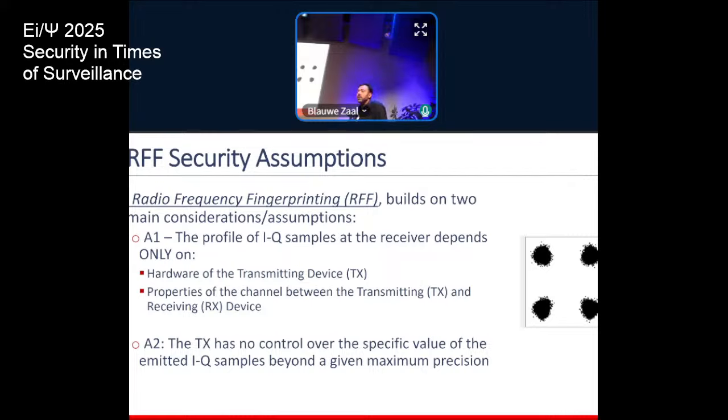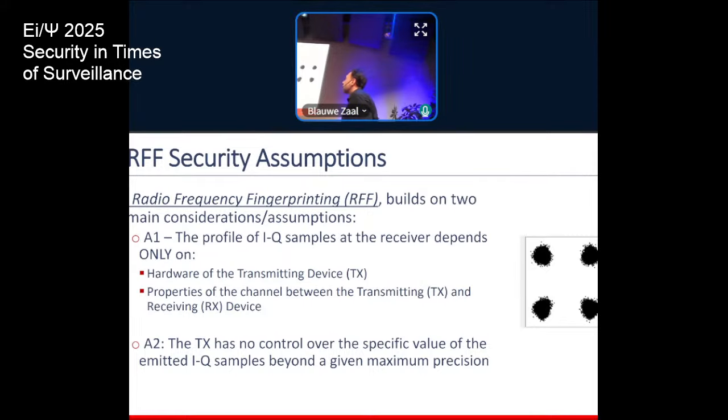The second assumption is that the transmitter has very limited control over the specific value of these IQ samples that are transmitted over the wireless channel. You can tell the device to transmit a 1. The device will transmit a 1 with a very small inaccuracy, to the 6th or the 7th decimal digit, that the device cannot control, but that can be used at the same time to identify the device.